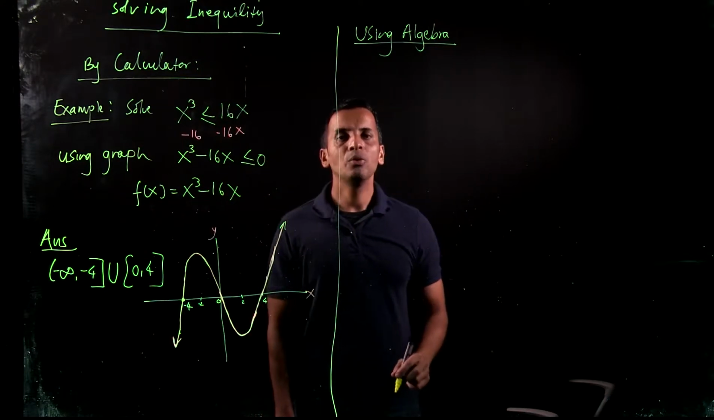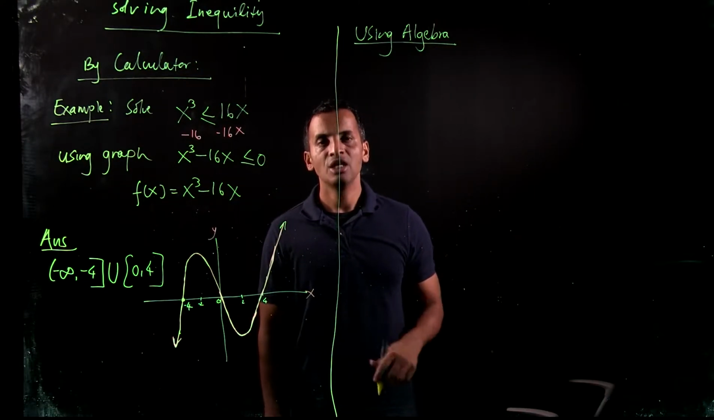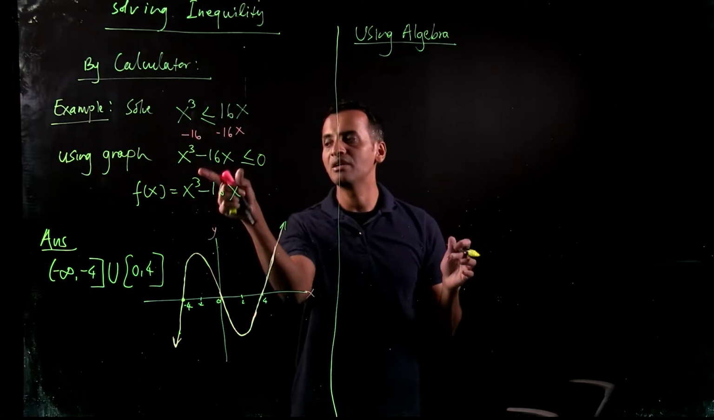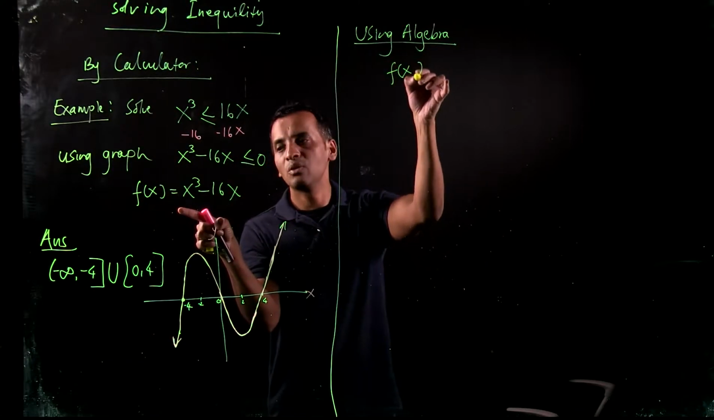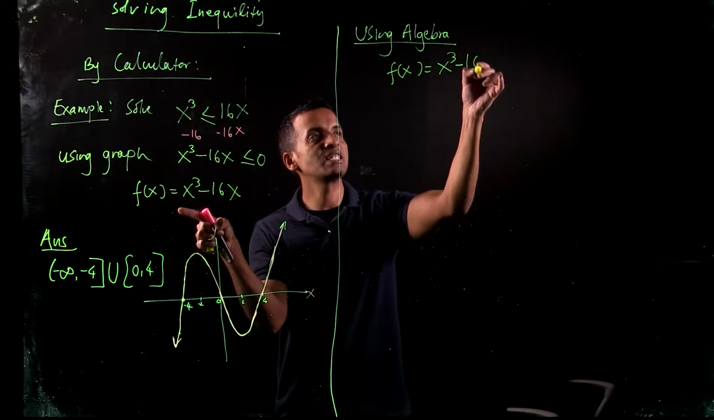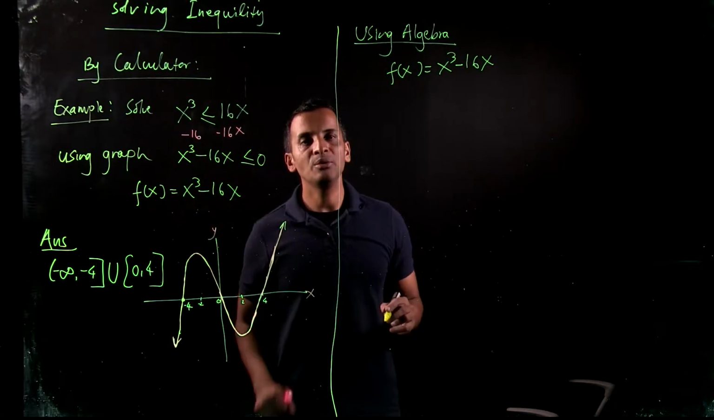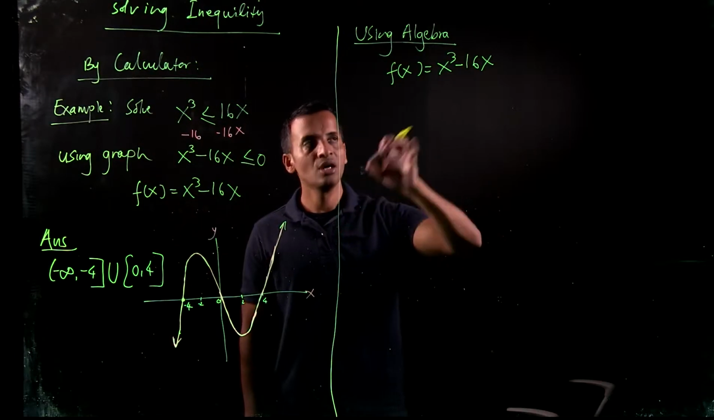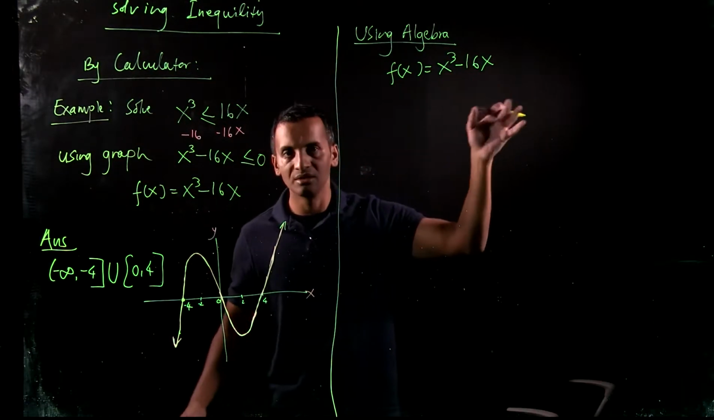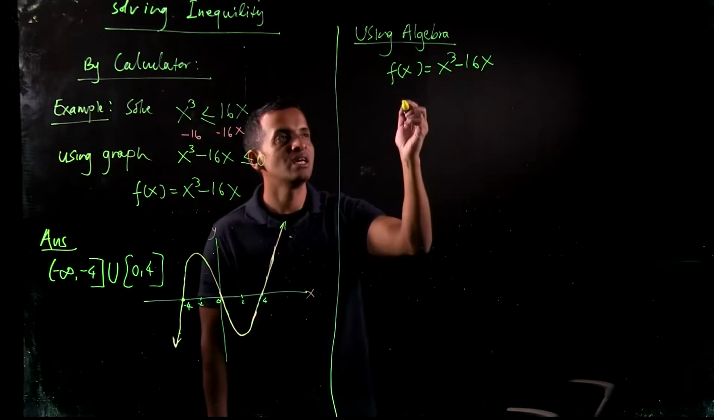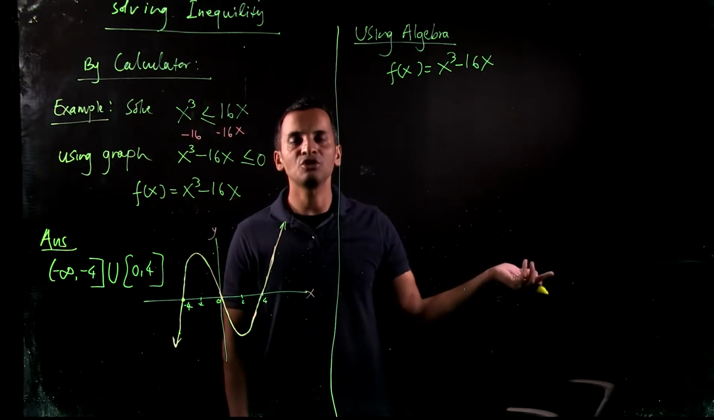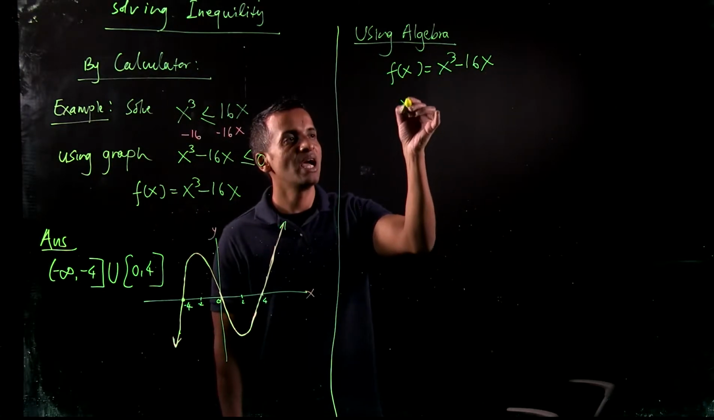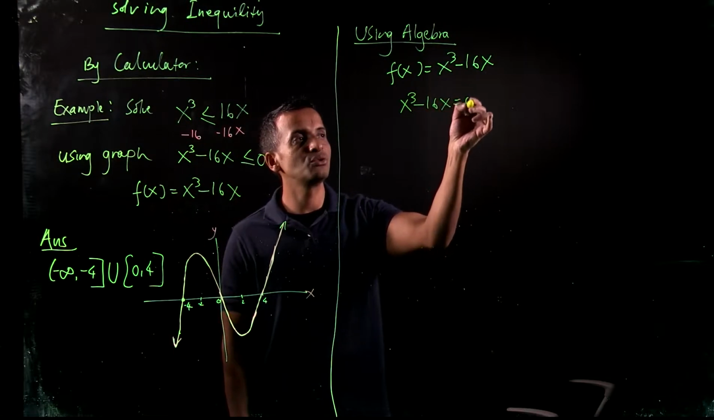The next method is to use algebra. Again, you set the right hand side 0 as we did here, and then set f of x equals x cubed minus 16x. Now you find the x-intercepts, or in shorter form, you solve for x. How do you find the roots of this? The idea is to set y equals 0, that is x cubed minus 16x equals 0.